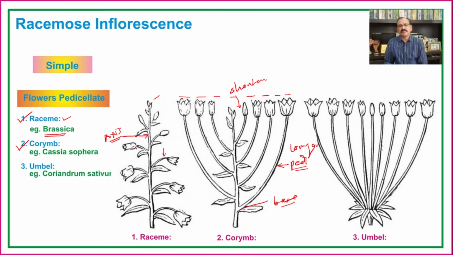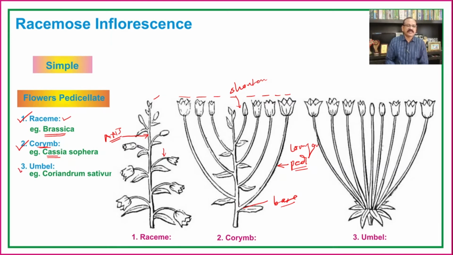So such a type of inflorescence in which there is a development of flowers in an acropetal succession, that is older flowers at the base and younger flowers at the apex, but having different lengths of the pedicel, and because of that there is a formation of a flat top, is known as corymb type of inflorescence. And the best example for the corymb inflorescence is Cassia sophera of the family Caesalpiniaceae.